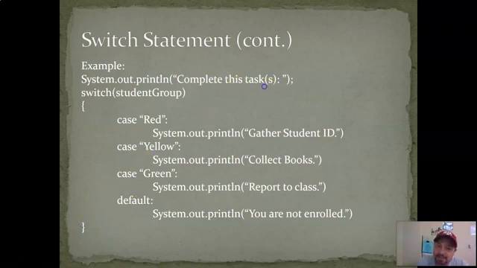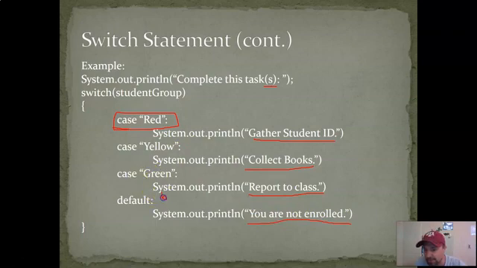Complete the tasks. So now it might be more than one task. If you're red, it's going to say, gather your student ID. But there's no break. Once you hit a case that's true, it will do all lines of code until you hit a break or until the switch statement is finished. So it'll say gather student ID because you're red. Then you should collect books. So it'll also say collect books. Then it will say report to class because after you've gathered your ID, collected your books, you should report to class. But unfortunately, it's going to say you are not enrolled because I didn't tell it not to say you are not enrolled.